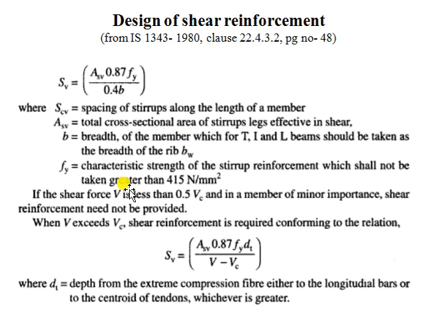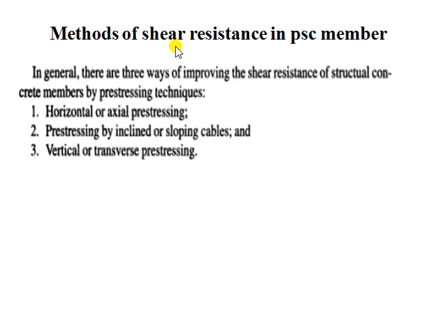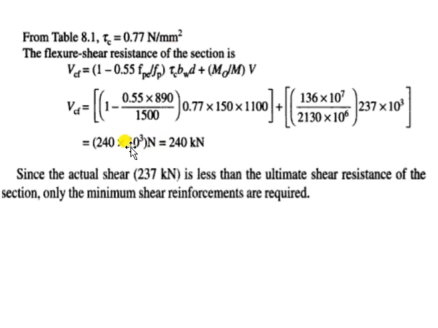So, design of shear reinforcement. The design of shear reinforcement is given in clause 22.4.3.2 on page number 48 of IS 1343. Why do we need to know about shear reinforcement? See here, we got the maximum shear capacity of the member as 240 kilonewton, but the actual shear force acting on the member is 237 kilonewton. Hence, in this case, there is no necessity of providing shear reinforcement.